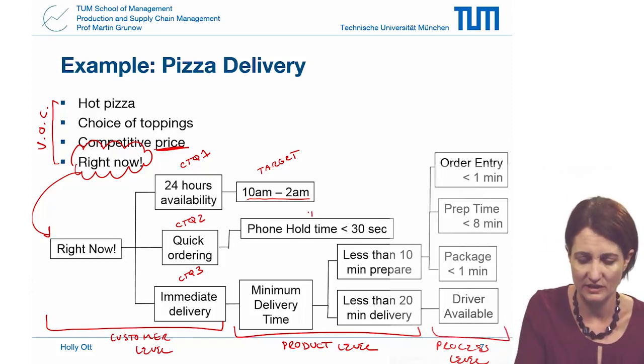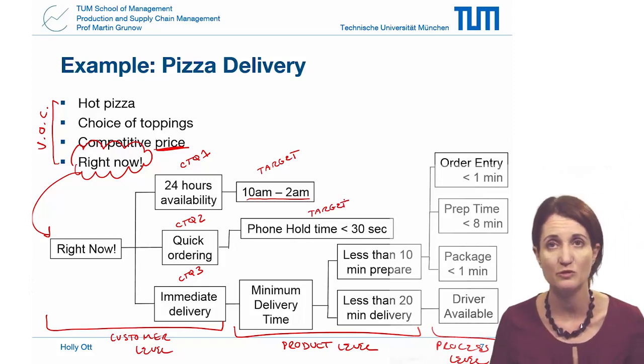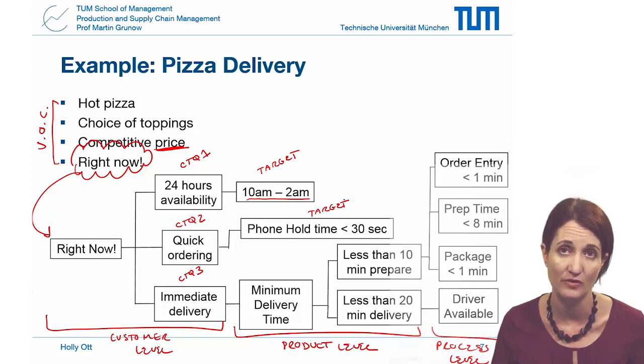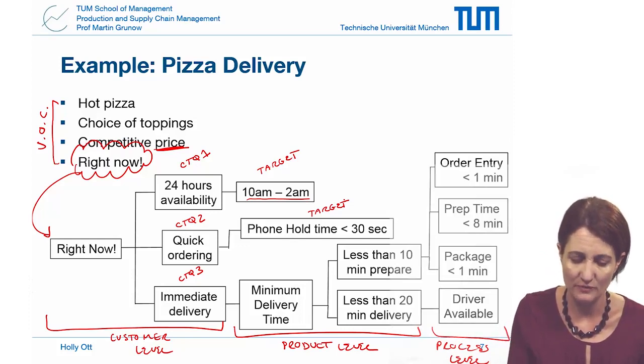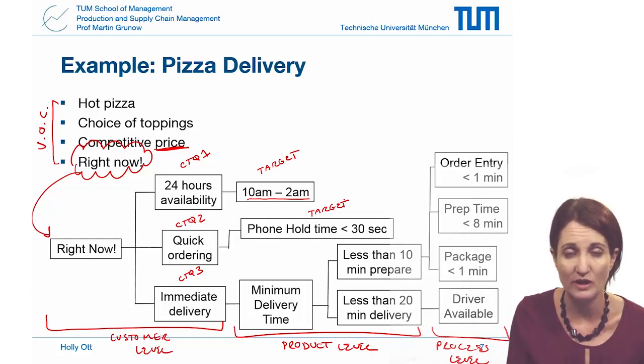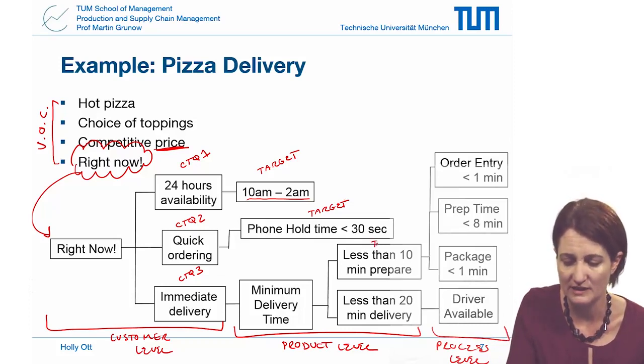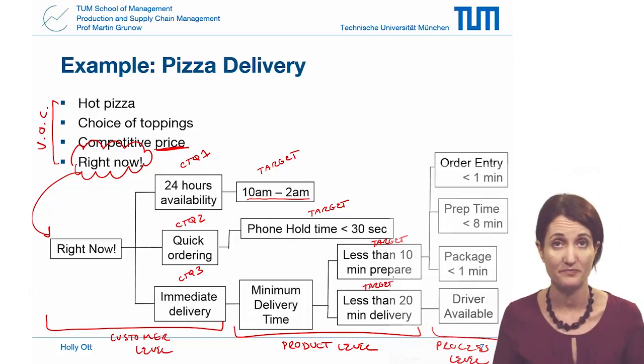Then we also have a target for CTQ2, which would be, let's say, 30 seconds again. We want people to be less than 30 seconds on the phone. Otherwise, they might hang up and go to another competitor. And on our product level, well, immediate delivery we can't do. We'll try for minimum delivery. So here we're going to have the targets: less than 10 minutes to prepare the pizza and less than 20 minutes to deliver the pizza.